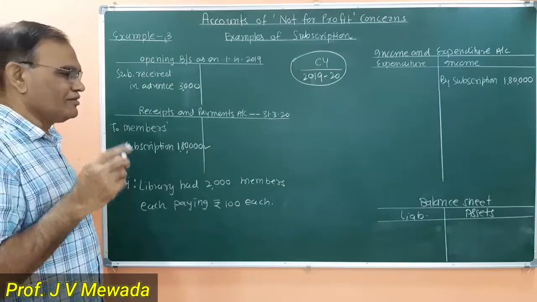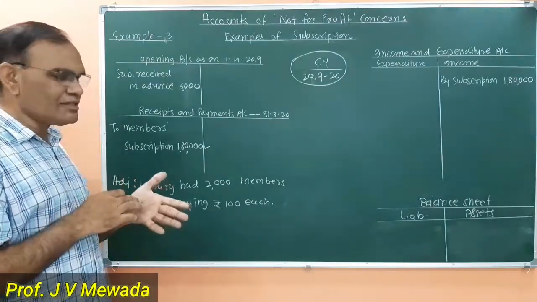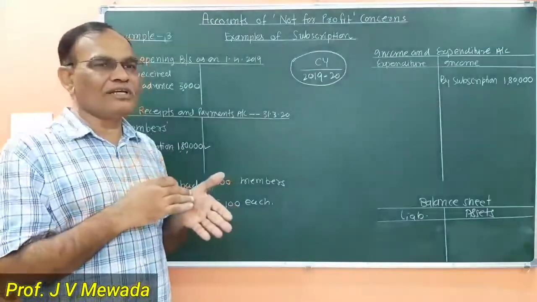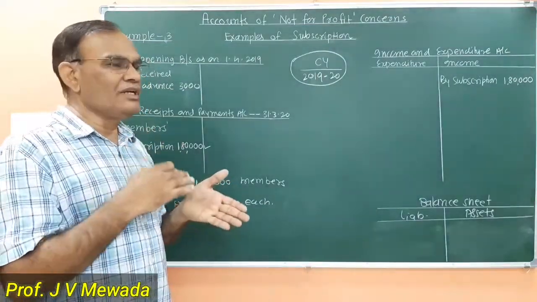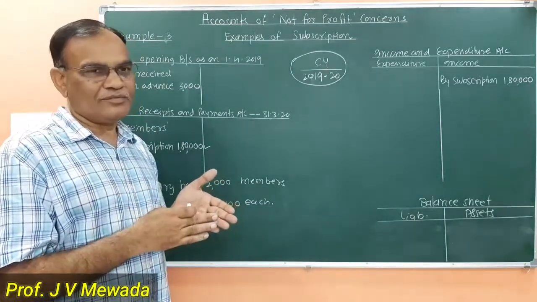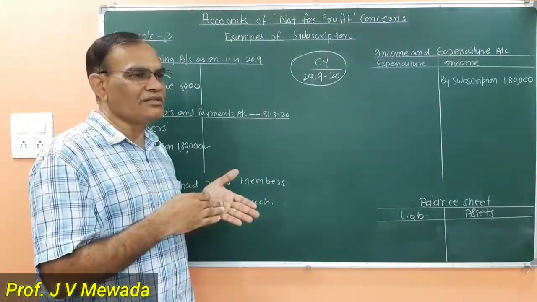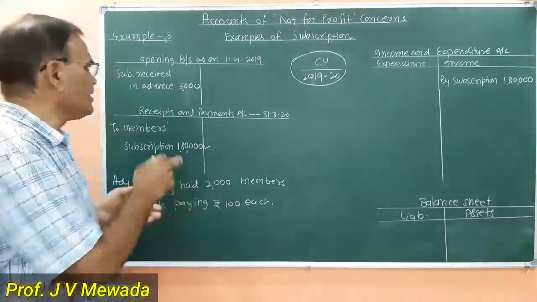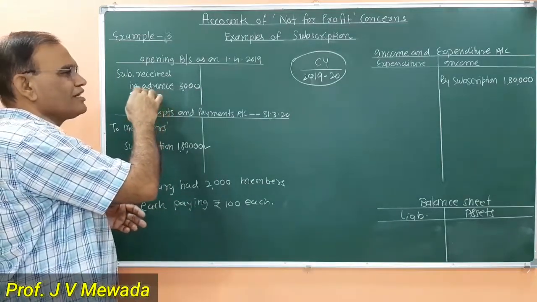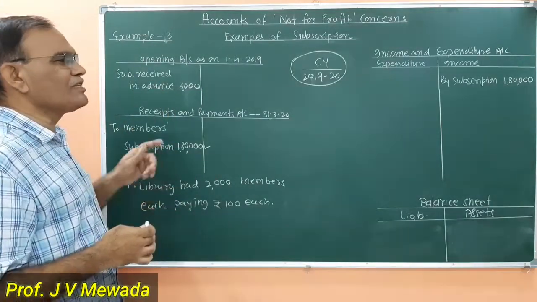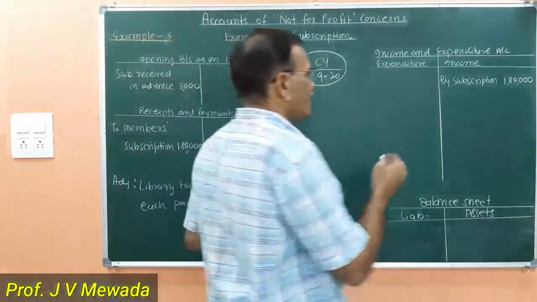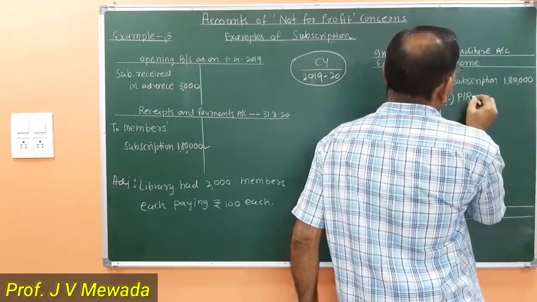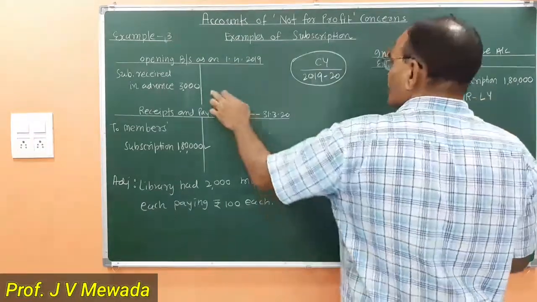So in our formula, pre-received means we have to subtract pre-received of the current year. See, the formula is like this. Outstanding of the current year you have to add. Pre-received of the current year you have to subtract. Then again outstanding of last year you have to subtract. And pre-received of the last year you have to add. So it is pre-received of the last year. That is, this year's subscription was received last year. So we are going to add pre-received of last year 3,000.